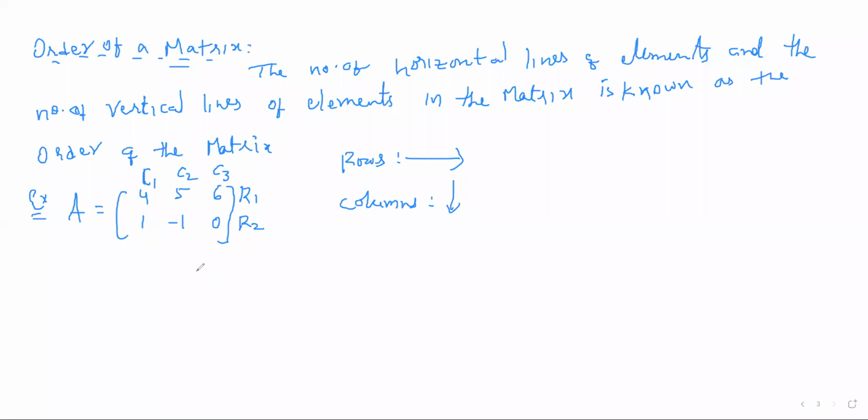First we should represent the number of rows and then the number of columns by a symbol known as into, but read it as by. How many rows are present here? 2 rows. How many columns are present here? 3 columns. So what is the order of the matrix A? 2 by 3. This is the order of the matrix. The horizontal lines are known as rows and vertical lines are known as columns.